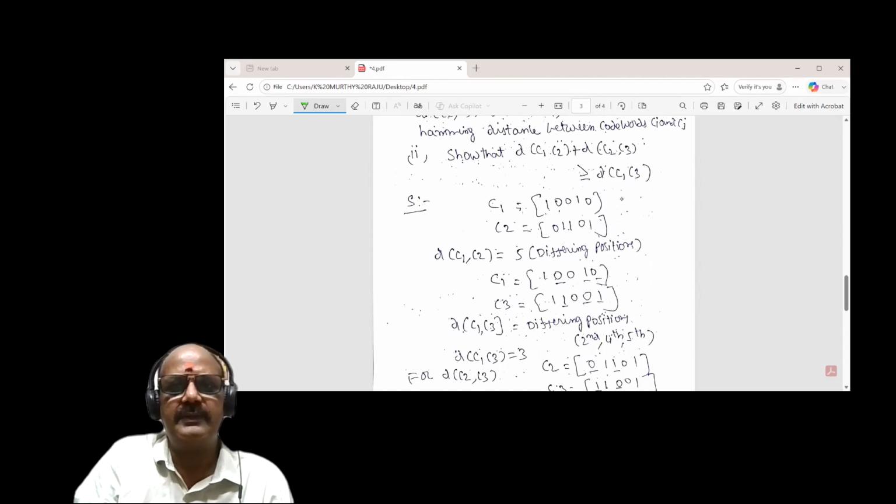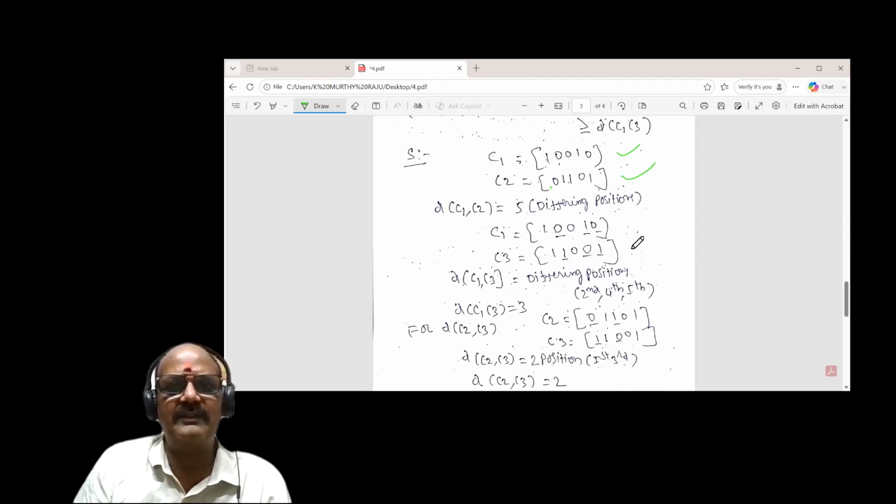Consider two code words C1 and C2. Hamming distance means the number of positions at which equal length code words differ. C1 and C2 are equal length code words. The number of positions at which they differ: first, 1 is changed to 0; second, 0 changed to 1; third, 0 changed to 1; fourth, 1 changed to 0; fifth, 0 changed to 1. Differing positions are 5. Therefore, the Hamming distance between C1 and C2 is 5.